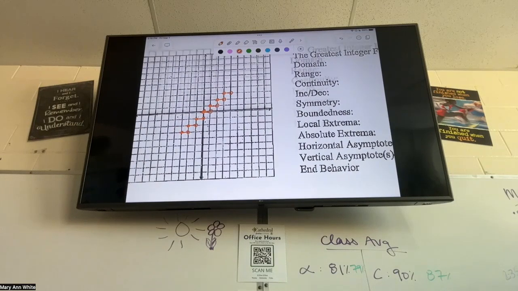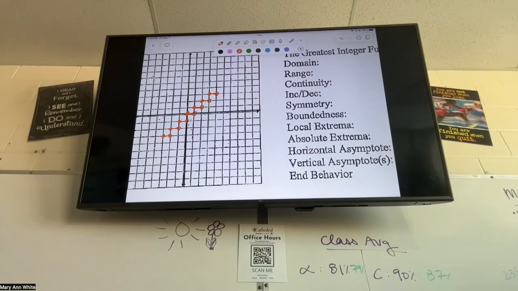Looking at this, what's my domain? All my x's are included, negative infinity to positive infinity. Now, the range is not all real numbers. It's not negative infinity to positive infinity, because you notice that we don't have anything between the whole numbers. Basically, it's a set of integers. It's only positive and negative whole numbers.